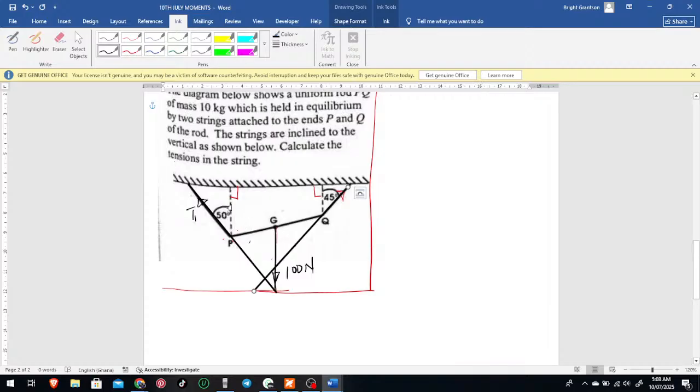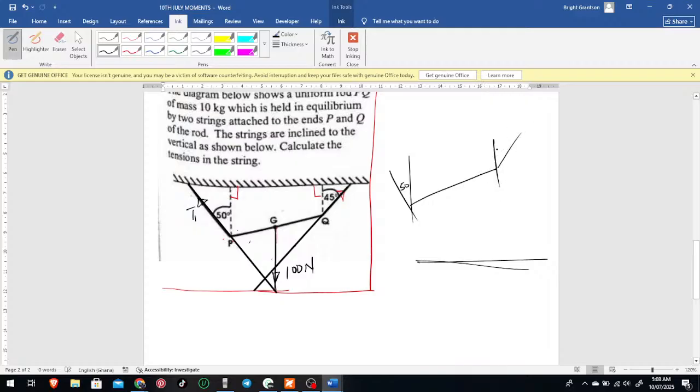For me, I was just thinking that if we can resolve this force, now this line has been inclined this way. You can pretend the line is straight like this. Let me do it this way. 50. And here's 45. These are the forces.